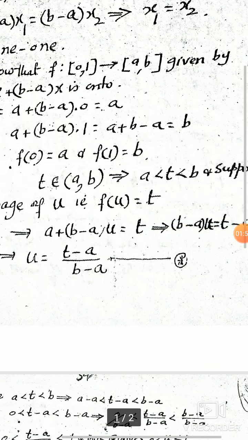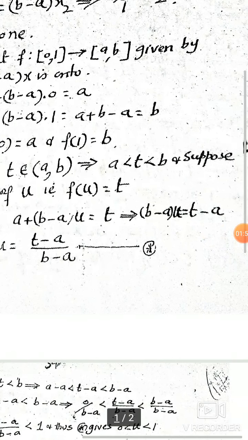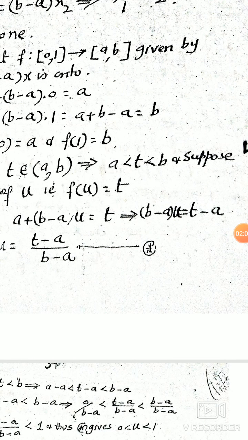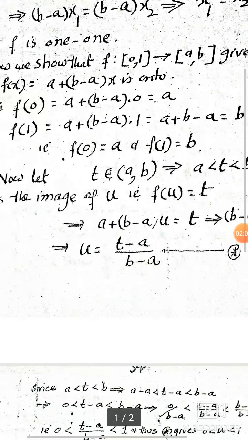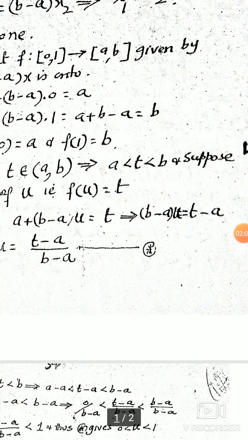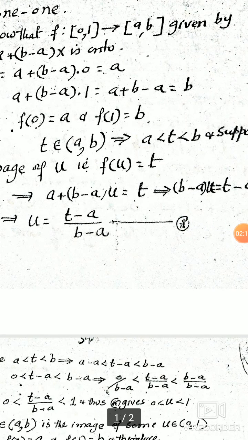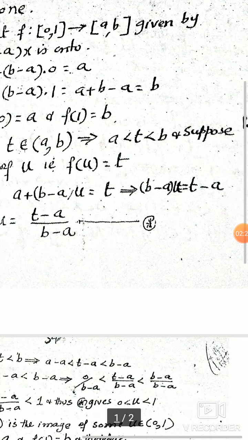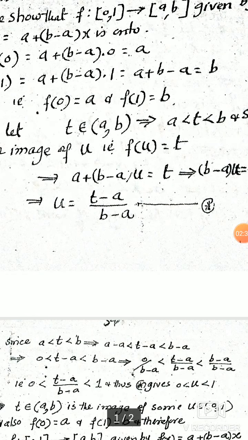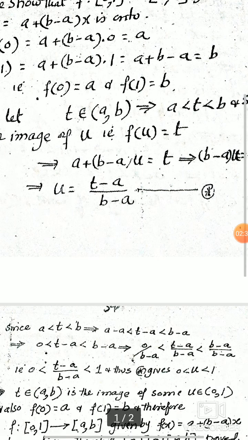Now let t belong to the open interval (a,b), taking an element from the image. This implies that t is greater than a and less than b, because 0 and 1 are taken out. Suppose that t is the image of u, that is f(u) = t. By definition of the function, a + (b − a)u = t. This implies that (b − a)u = t − a. Dividing by b − a, u = (t − a)/(b − a). All this is equation star.